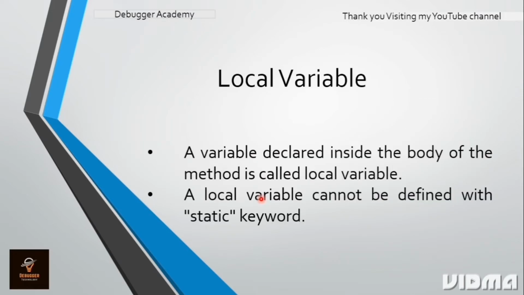Now a local variable is a variable which is declared inside the body of a method. We know that whenever we declare any class, inside the class we have some methods, some functions. So when I use a variable inside the body of a method, we call that variable a local variable. A local variable cannot be defined with the static keyword. I'll explain what static means in a further slide. So we cannot declare any local variable with the static keyword. We only declare a static variable with the static keyword.